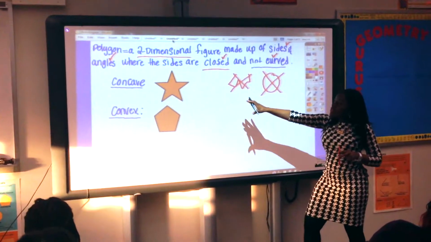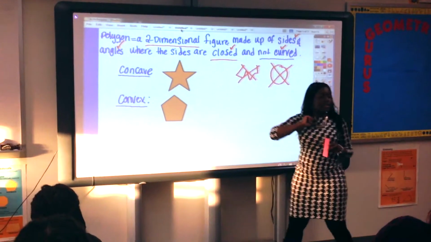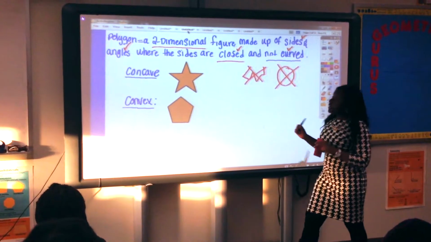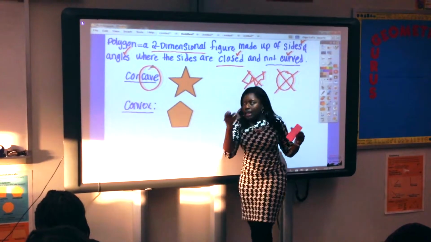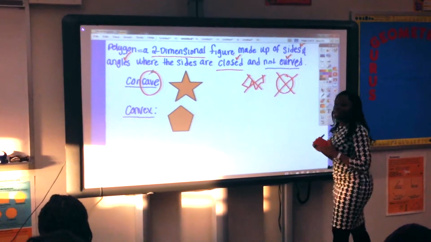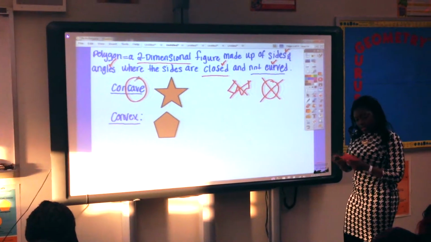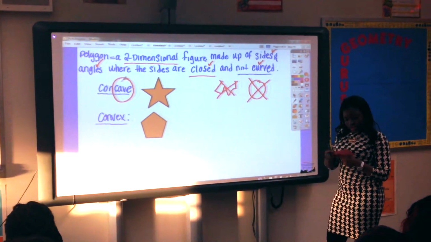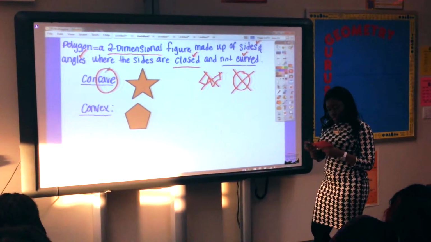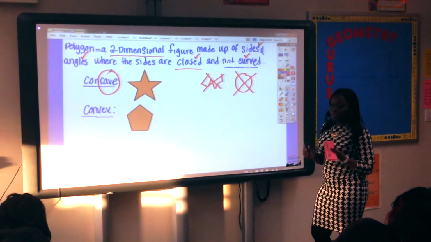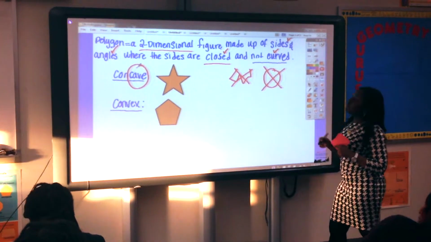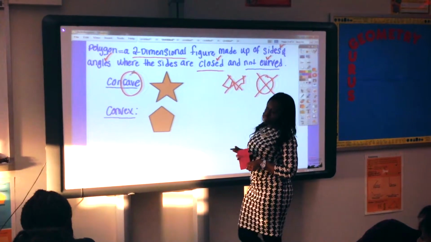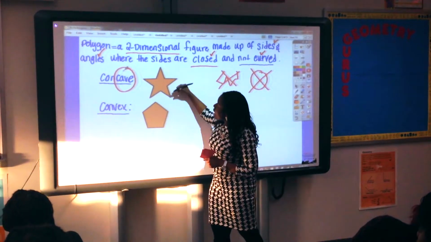So let's go back here. We have two other characteristics of polygons that we need to take note of. I'm going to circle this word concave, because everyone in class should be familiar with the word cave. Let's call on somebody. Tiana, what do you think cave means? Or what are we trying to describe? To go inside.